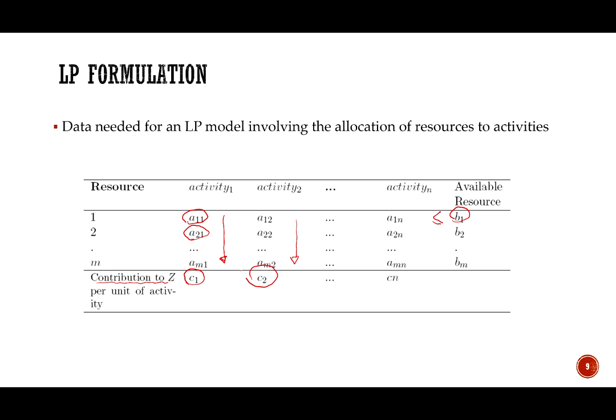So if we want to write the objective function in terms of decision variables, then it's pretty straightforward here. The objective function z is equal to C1 times activity 1 plus C2 times activity 2, and so on. So that's additive and proportional. If we increase activity 1 by 1 unit, the objective function increases by this coefficient.